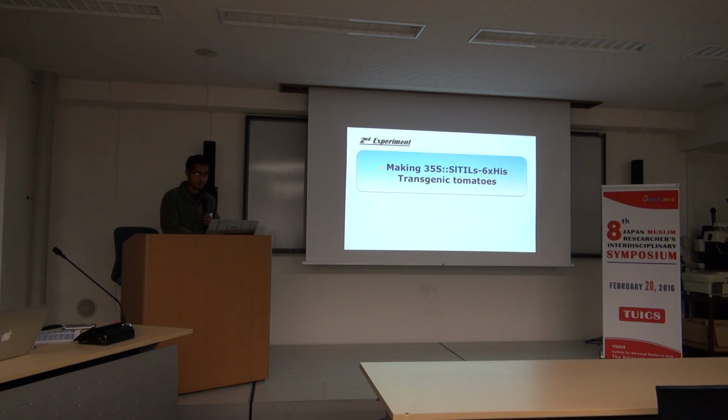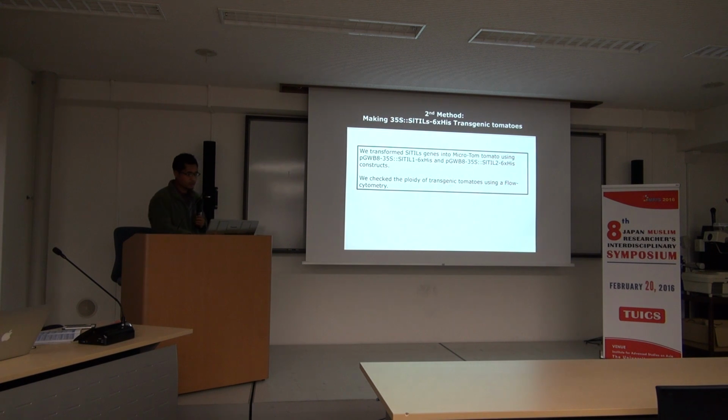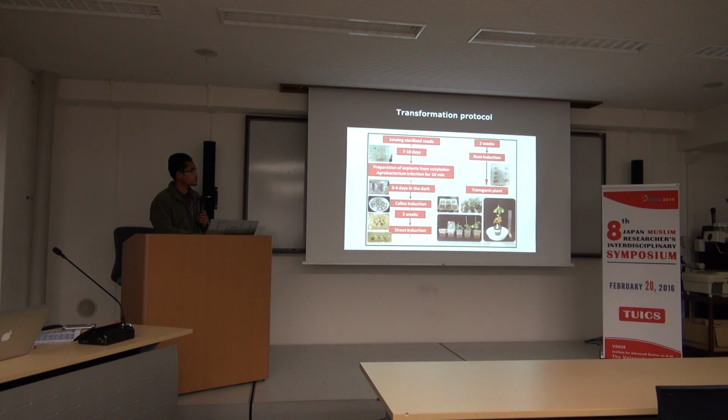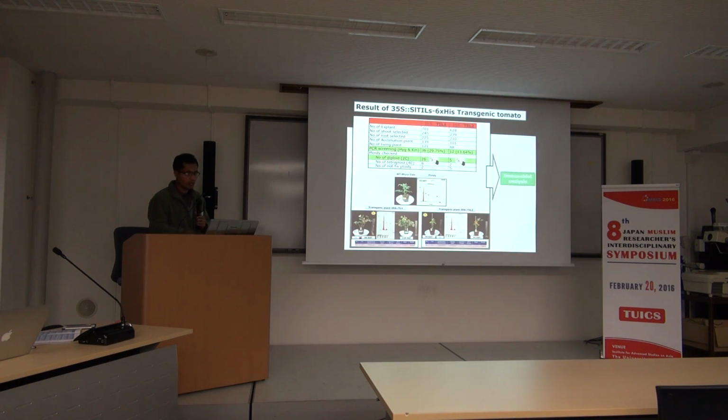So we tried making transgenic tomato using this protein. We transformed the TIL protein into Micro-Tom tomato, and then we checked the ploidy of this construct by flow cytometry. This is the vector, and this is the transformation protocol. Professor Azuma from Tsukuba University successfully made transgenic tomato using some genes in Micro-Tom, so we followed that protocol, and our result was the transgenic tomato.